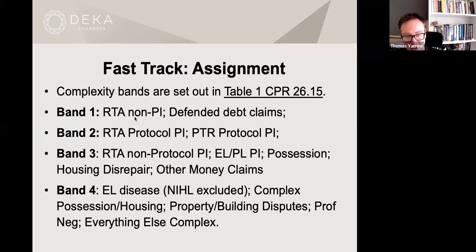More complex possession or housing cases, property or building disputes, professional negligence claims, and everything else which goes into the fast track, but which is nonetheless complex. So that's a general catch-all provision within Band 4 to pick up anything else which has been decided is good enough for the fast track, but is not otherwise covered and is otherwise complicated. We'll move on.